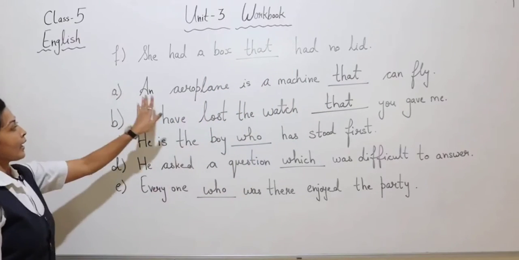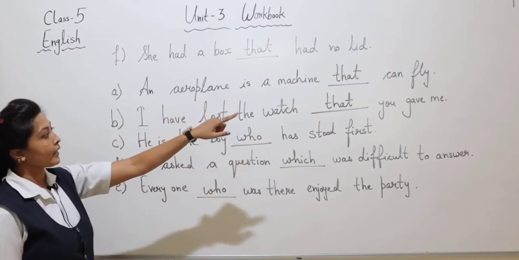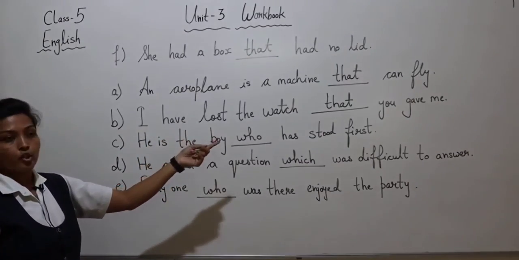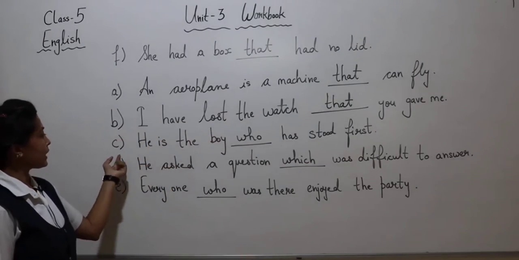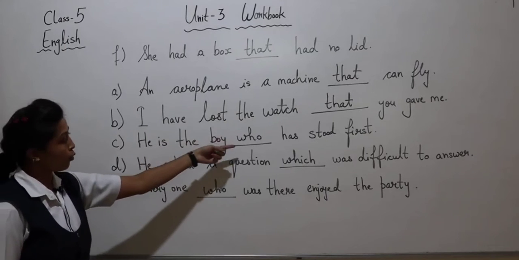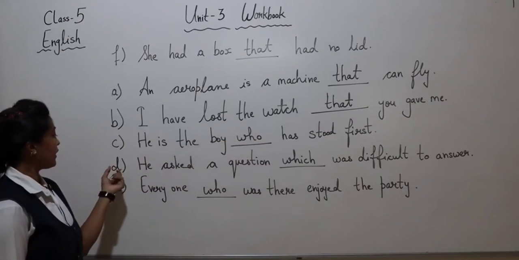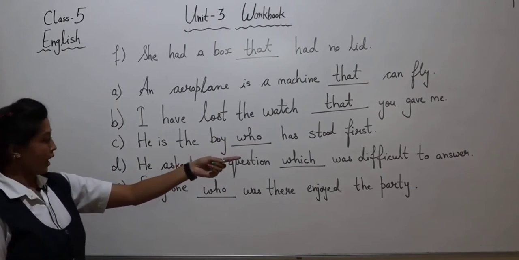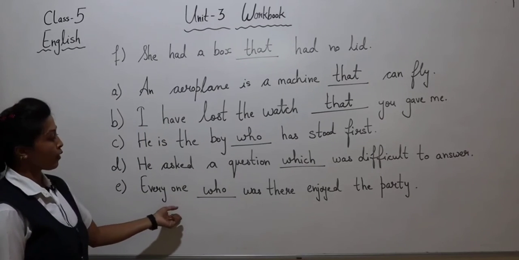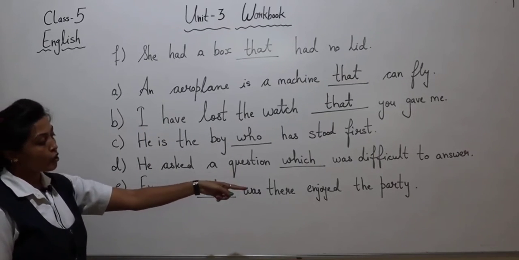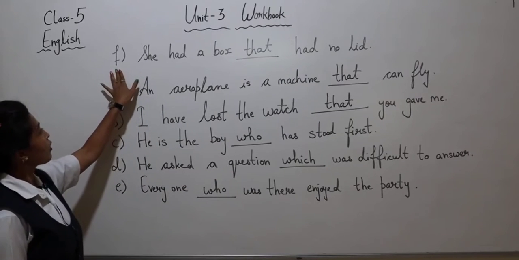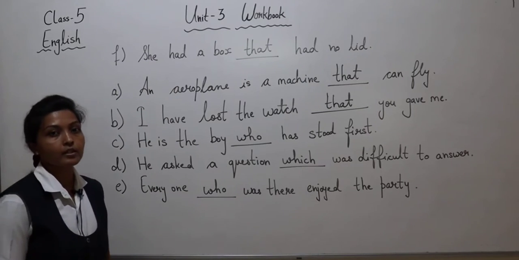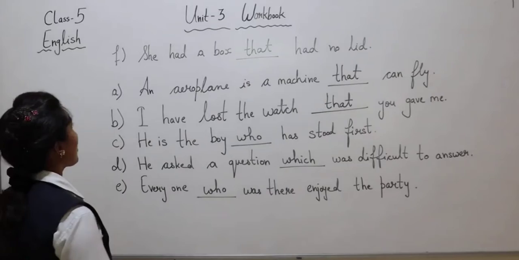So, in this, an aeroplane is a machine that can fly. B, I have lost the watch that you gave me. C, he is the boy who has stood first. D, he asked a question which was difficult to answer. E, everyone who was there enjoyed the party. Last one, she had a box that had no lid. Clear with this exercise? Now, next one.